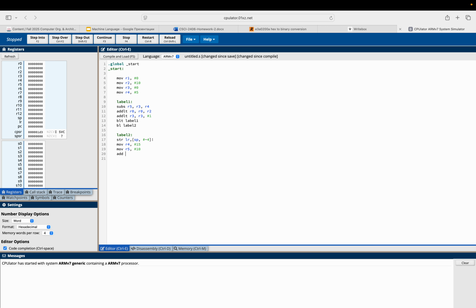It's gonna be add R6, R5, R4. Yes, again, so what it does basically, R6 is equal to R5 plus R4, which is 25. Yes. And let's move on to the next one.